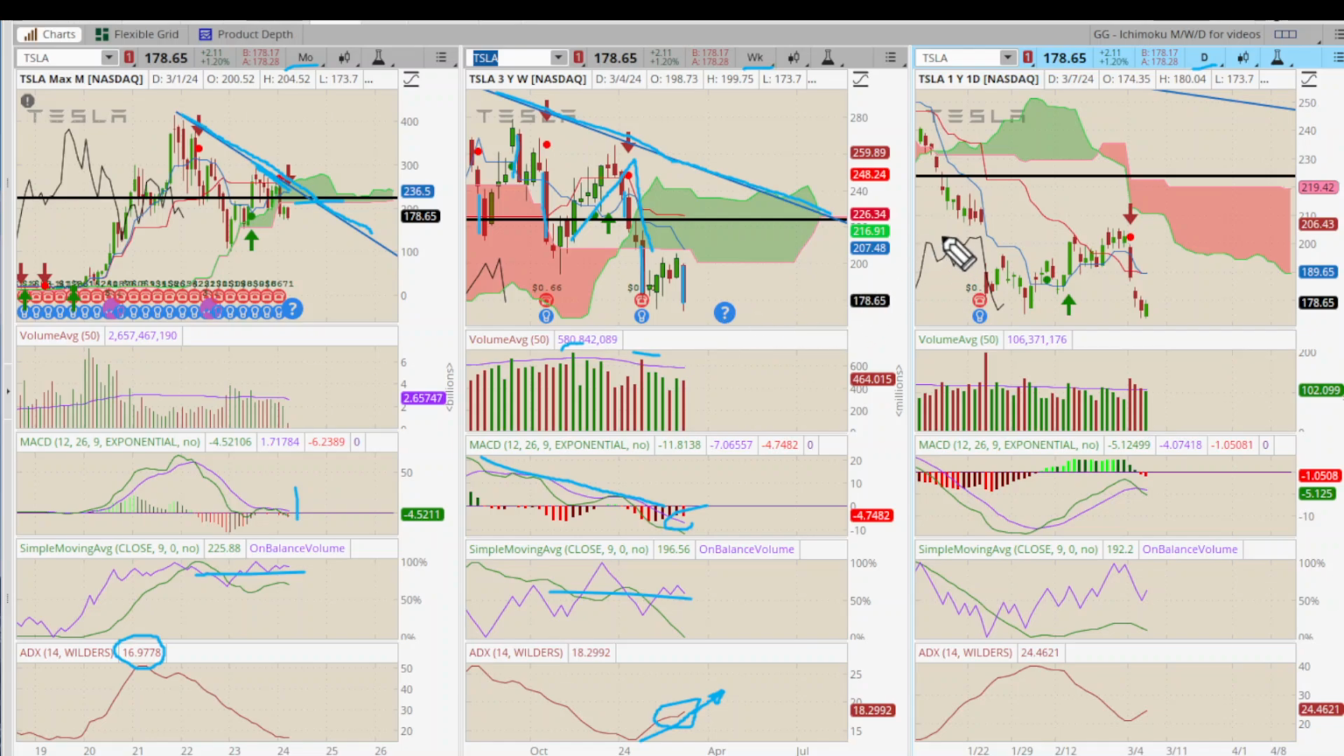Okay, let's take a look at the daily chart. This is the daily chart over here. There's that downtrend I drew on the monthly. You can see the price is way below that. The price is below the cloud. Anytime price is below the cloud, chances are good you're in a downtrend.